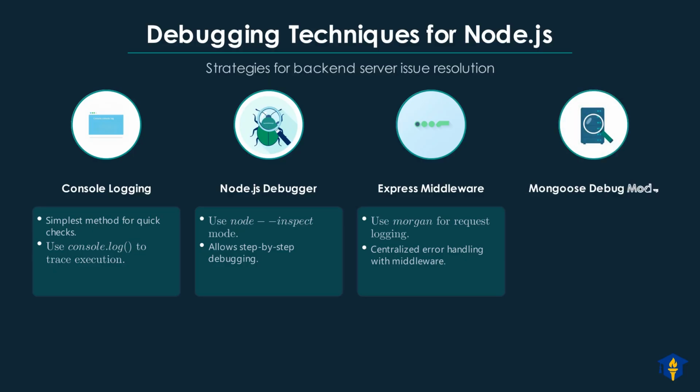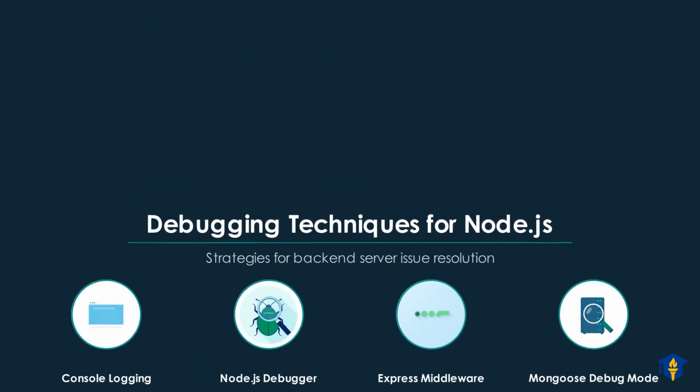When working with MongoDB, Mongoose's debug mode is incredibly useful for database interactions. You can easily enable this feature by calling mongoose.set('debug', true) in your code. Once enabled, it conveniently logs all MongoDB queries directly to your console.